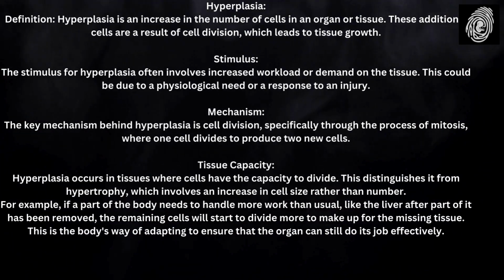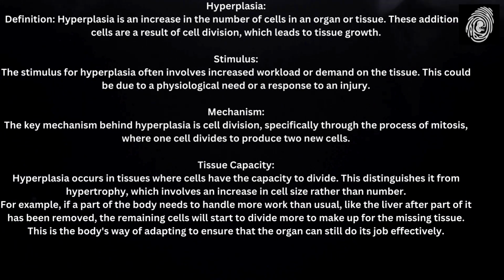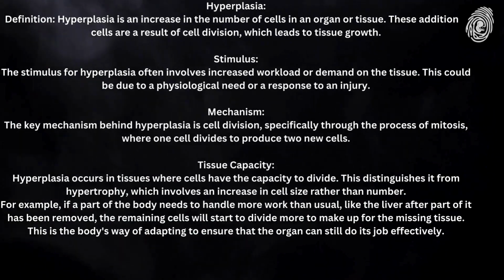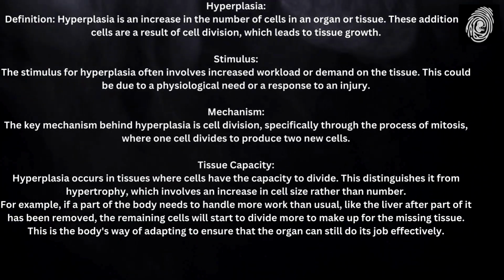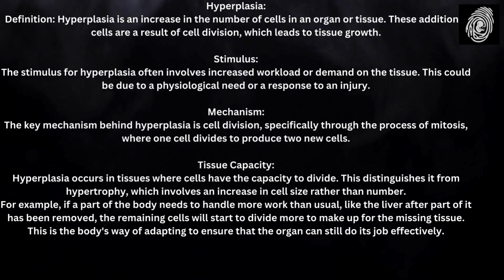For example, if a part of the body needs to handle more work than usual, like the liver after part of it has been removed, the remaining cells will start to divide more to make up for the missing tissue. This is the body's way of adapting to ensure that the organ can still do its job effectively.